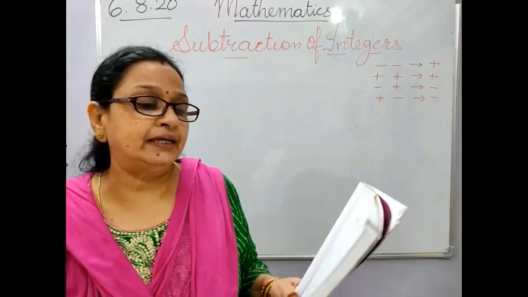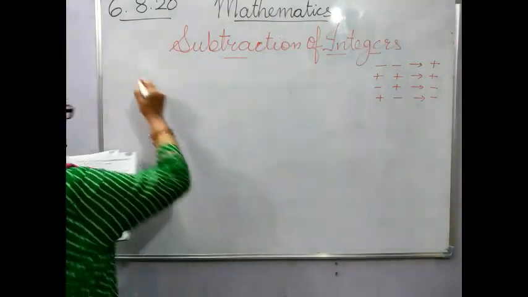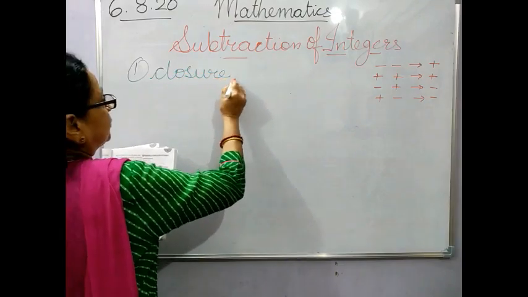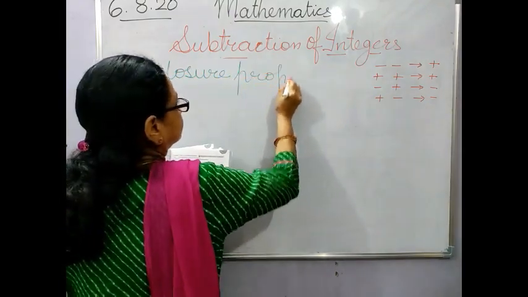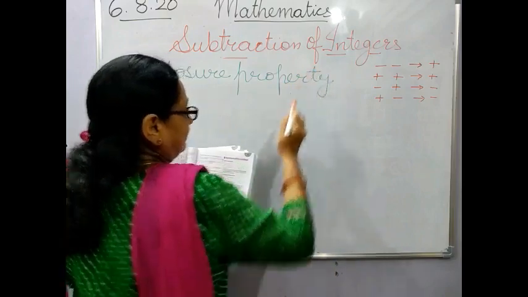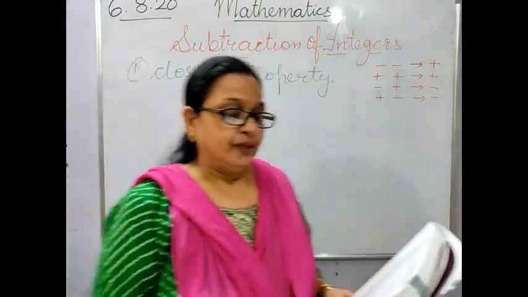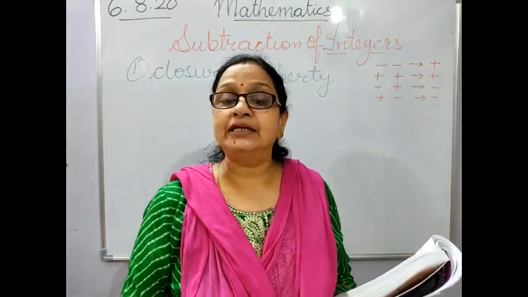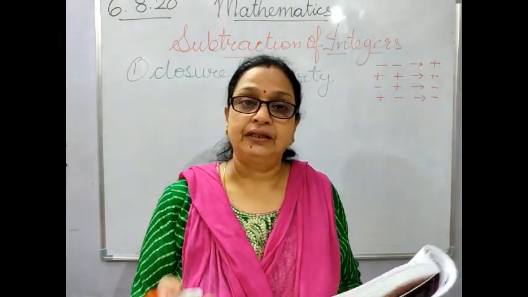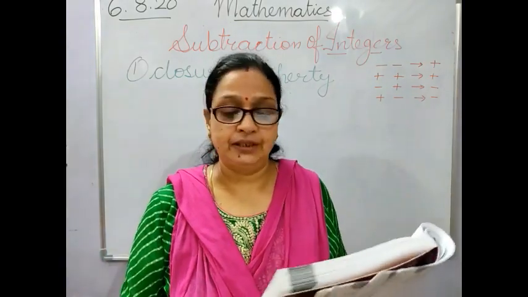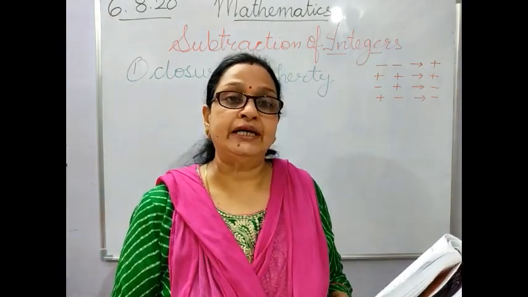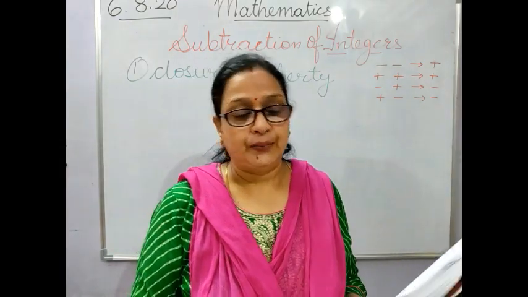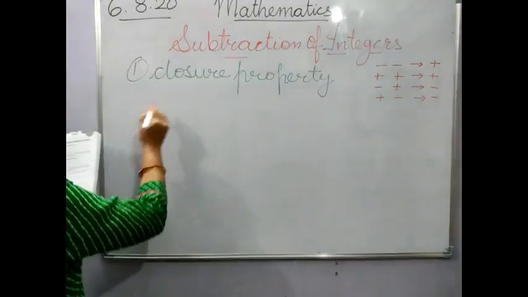So the first property is closure property. As you know, closure property is the difference of the two. Difference means the answer of subtraction. The answer of a subtraction operation between two integers is also an integer, and this is called the closure property. I'll take one example.